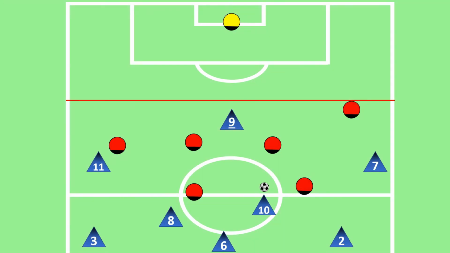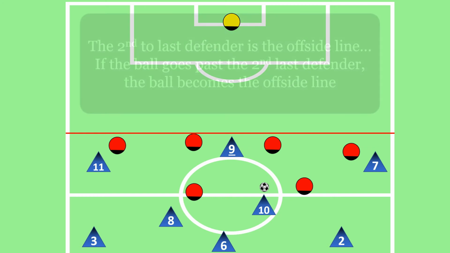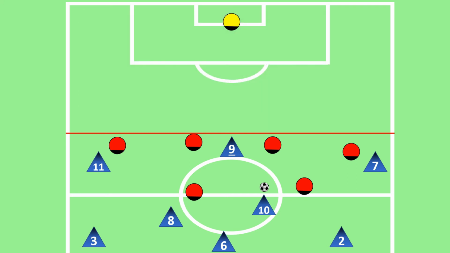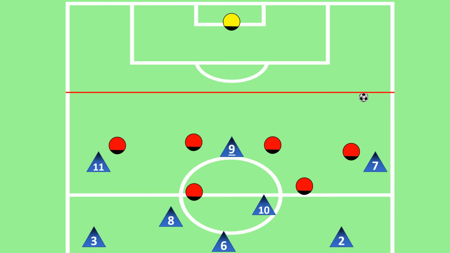Okay, so we said the second to last defender is usually the offside line. When are they not? It's when the ball goes past the defensive line and then the ball becomes the offside line. In this case, the 7 can run onto the ball regardless of the defender's positions. As long as any attacking player is behind the ball, they're onside. If they move ahead of the ball, they're now in an offside position. Players need to adjust their runs to stay onside.